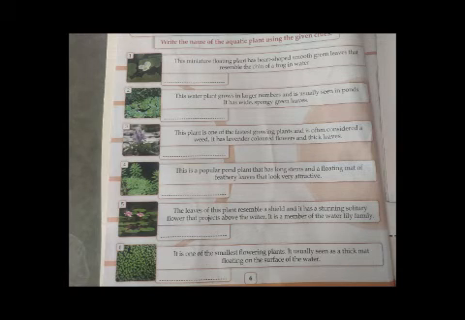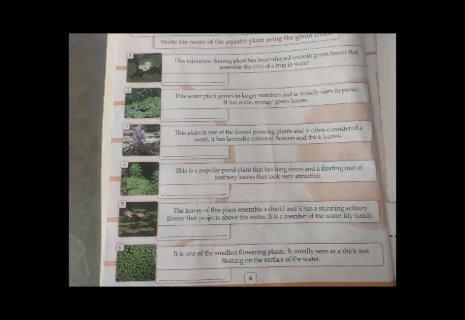See the fifth one. The leaves of this plant resemble a shield and it has a stunning solitary flower that projects above the water. It is a member of the water lily family. So it is a lotus plant. Fifth one, you can write as lotus.